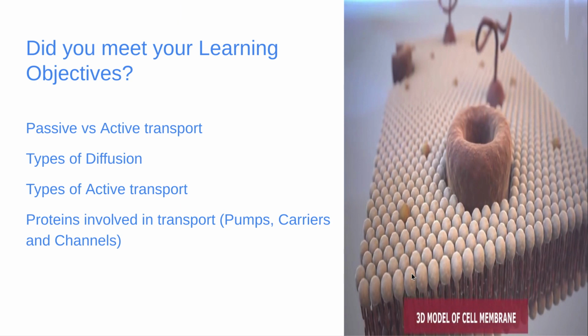So I know there was a bunch of new terms. Hopefully you got the design of how all active and passive transport happens, and how the different types of diffusion and active transport are categorized, and what proteins allow them to move across the membrane.